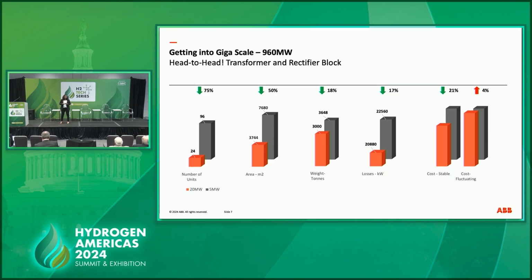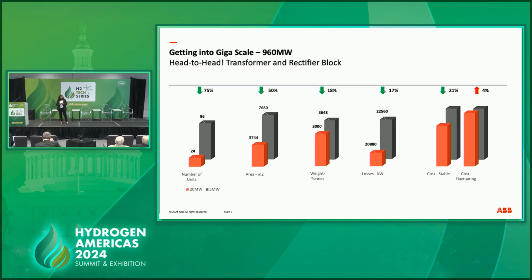which I have to deal with, which makes it easier on the civil side, on the construction side, which is a very expensive affair when it comes to the EPCs. And on the losses also, for the rectifier and transformer, we see there is a 17% reduction in the losses in the core transformer and the rectifier block.